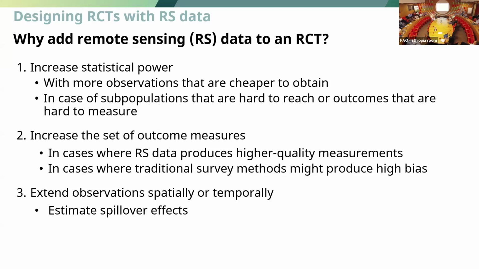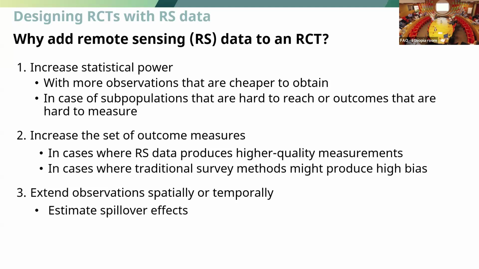So this chapter is really structured around the three main reasons that somebody might want to add remote sensing data to a randomized control trial, because each of those reasons has its own set of considerations.